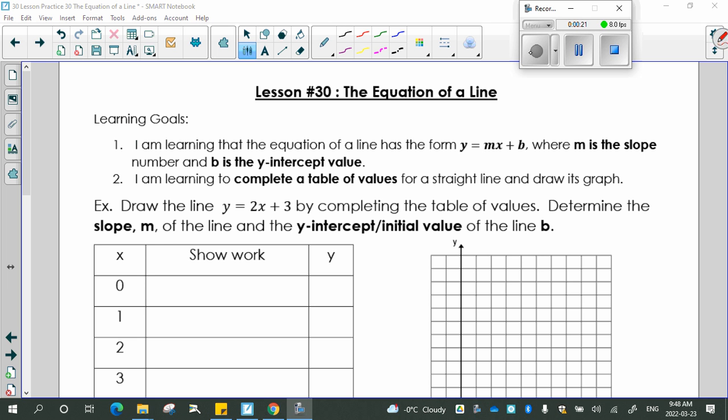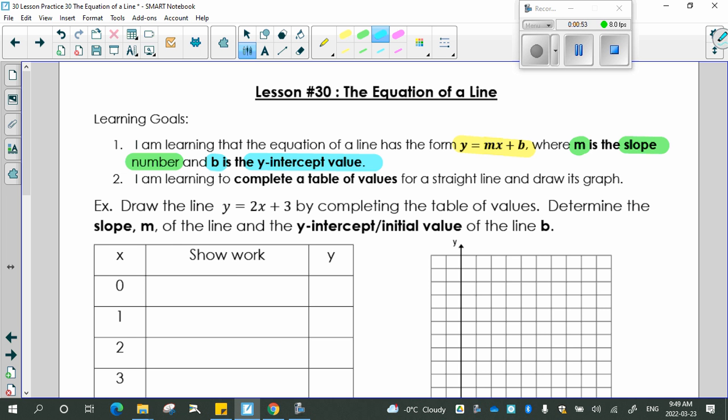We're learning that the equation of a line has the form y equals mx plus b. Okay? So the equation of the line always has that format, y equals mx plus b, where m is always going to be the slope number, and b is always going to be the y-intercept value. Has anyone heard y-intercept before?